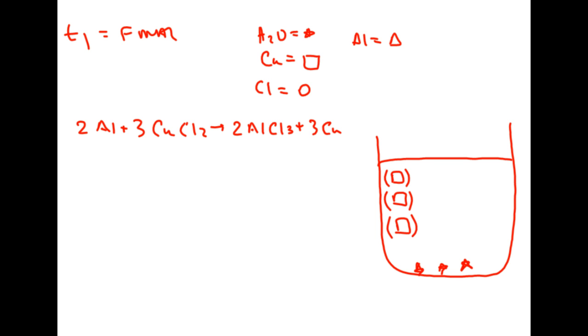So the remainder of this particle picture should be a triangle and a triangle with 3 and 3 chlorines each. And as you can see, we see 2 moles of AlCl3 and 3 moles of copper solid. And that is the particle picture.